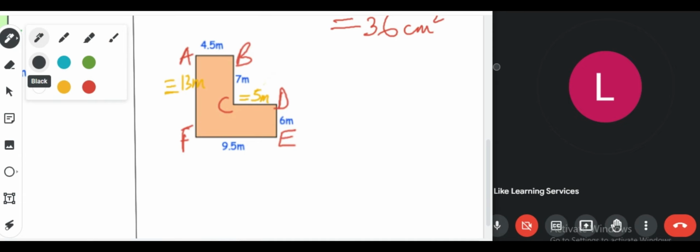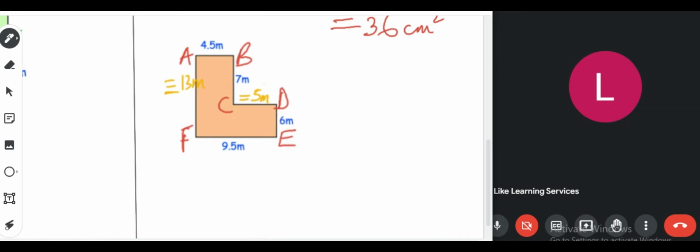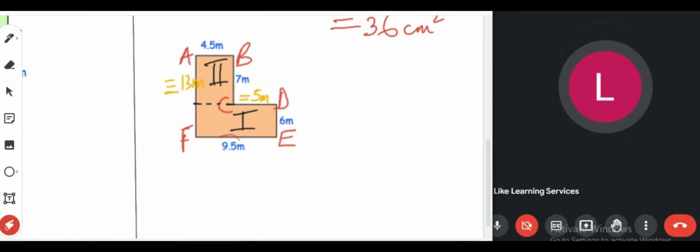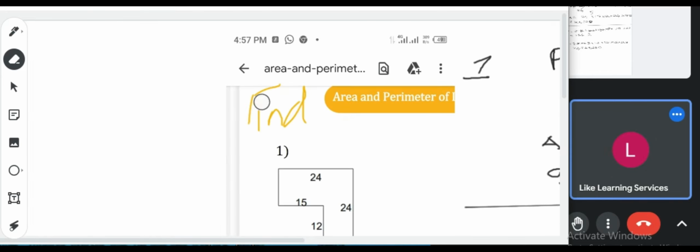We apply the same principle in solving this. The second one, we can divide into 2 equal parts, something like this. Call this one I and call the other one II. For I, we already have the length times the breadth. For II, the length times the breadth, and we add up. Okay, this next one, you are required to find perimeters and area.